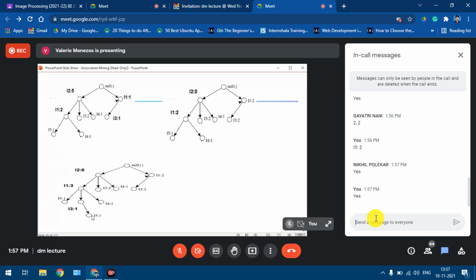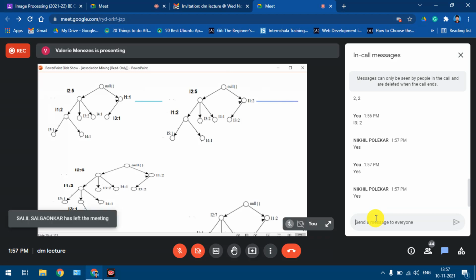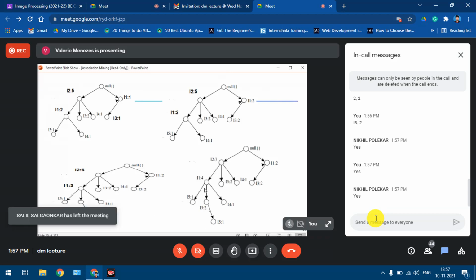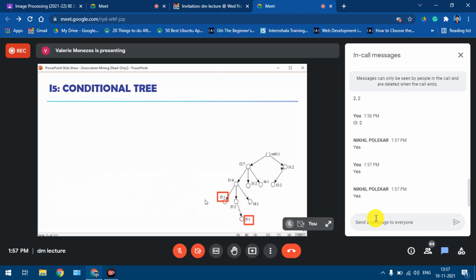Okay, now the last one is I2, I1, I3. Do we have a branch I2, I1, I3? So we will just update the counts. I2 becomes 7, I1 is 4 and I3 is 2. Okay, so this is the final FP tree.